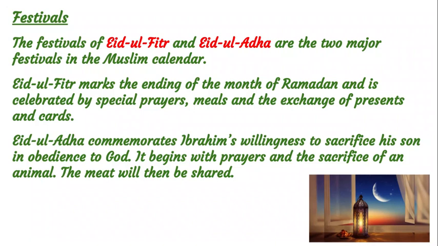Eid ul-Adha commemorates Abraham's willingness to sacrifice his son in obedience to God. It begins with prayers and the sacrifice of an animal. In Britain, that would be illegal, so it's actually the collecting of an animal from a local slaughterhouse which has been killed in accordance with Islamic law. The meat will then be shared, and usually amongst friends, family, the community, and also to charity.